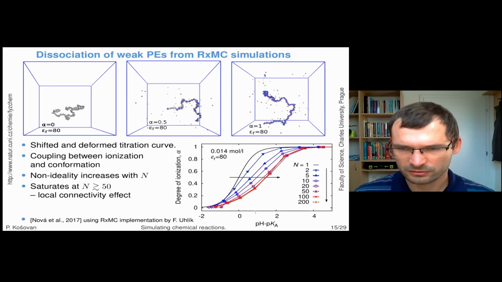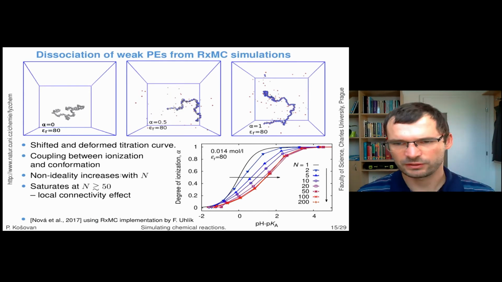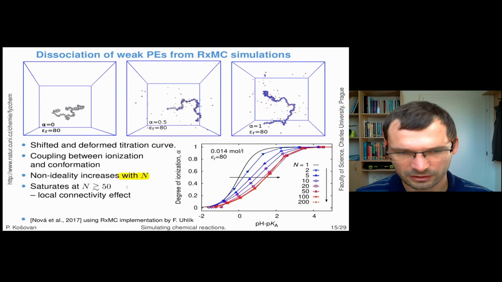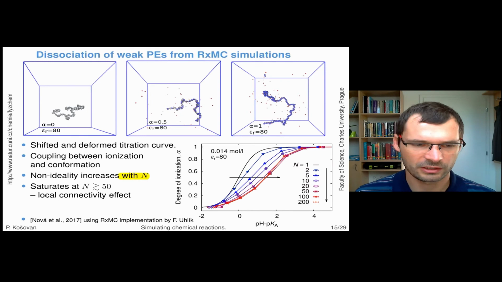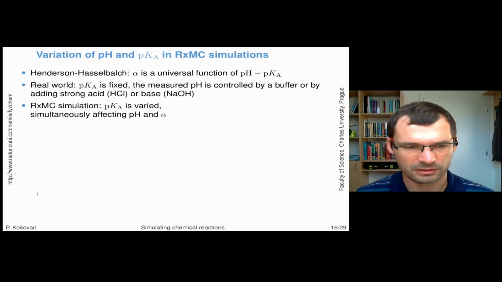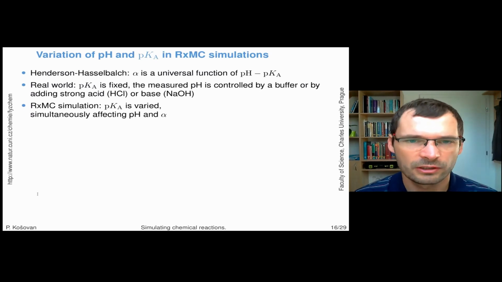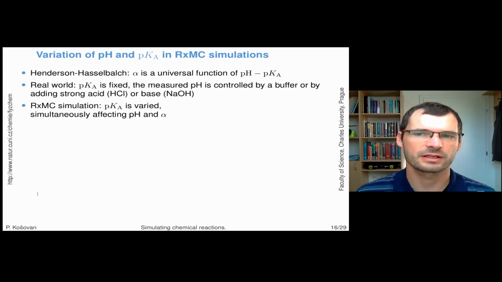So based on this example, we can say that the non-ideality, the deviation from the Henderson-Hasselbalch equation, increases with chain length, and it saturates at a certain chain length, suggesting that it's mainly due to the local connectivity of the polymer chain. Now, it's a good idea to look closely again at what we are actually doing in this reaction ensemble simulation.